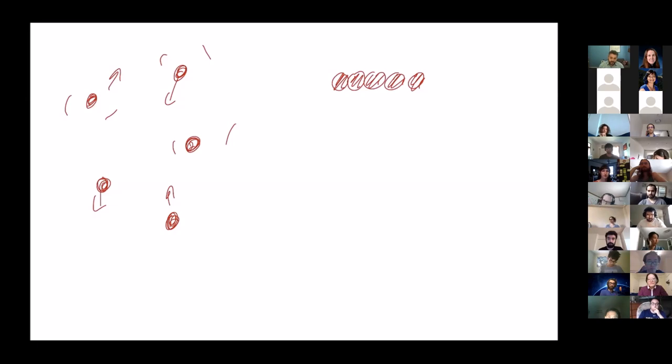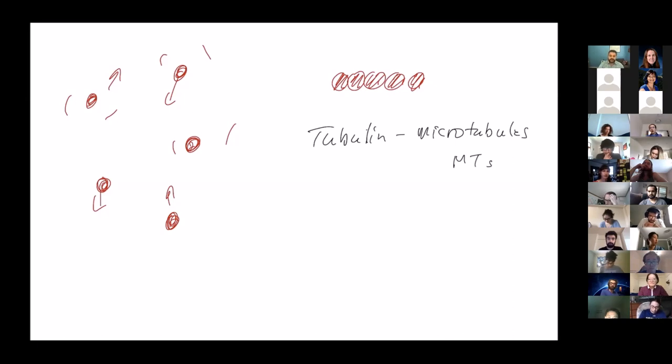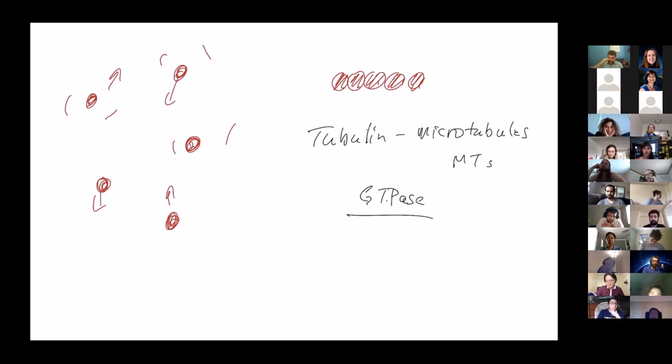And we'll focus today on tubulin, which generates microtubules. And I'll usually write these as MT for microtubule. And tubulin is a GTPase. Okay, so it hydrolyzes GTP. This is not important for polymerization and assembly. This is important for depolymerization, the stochastic switch between growing and shrinking, these catastrophe events.